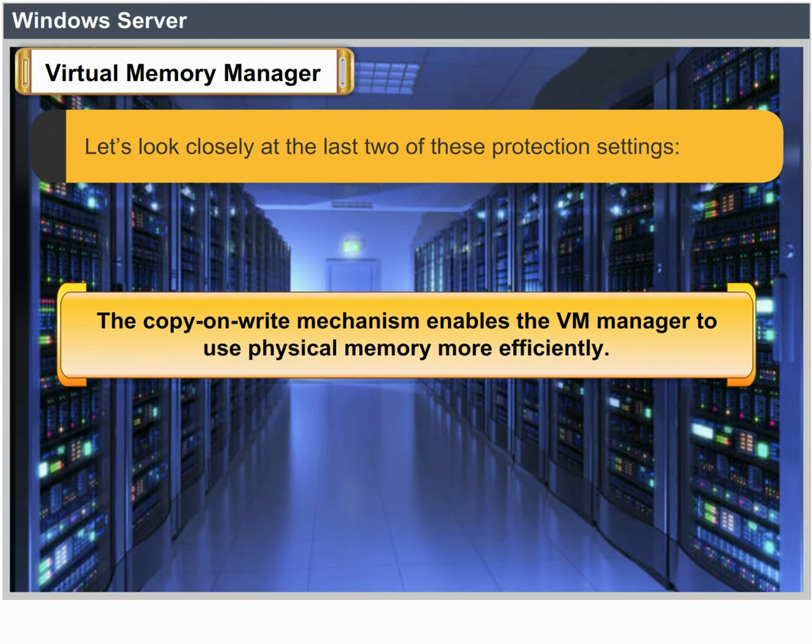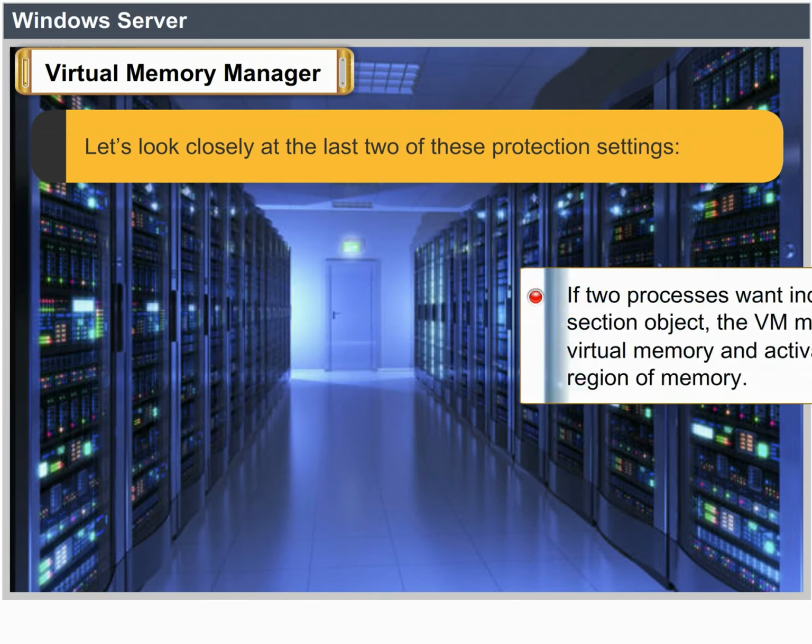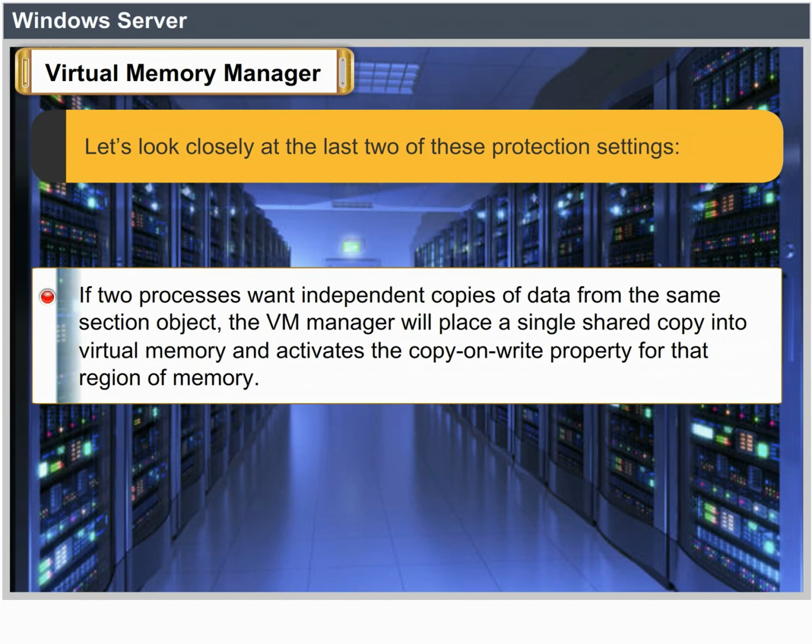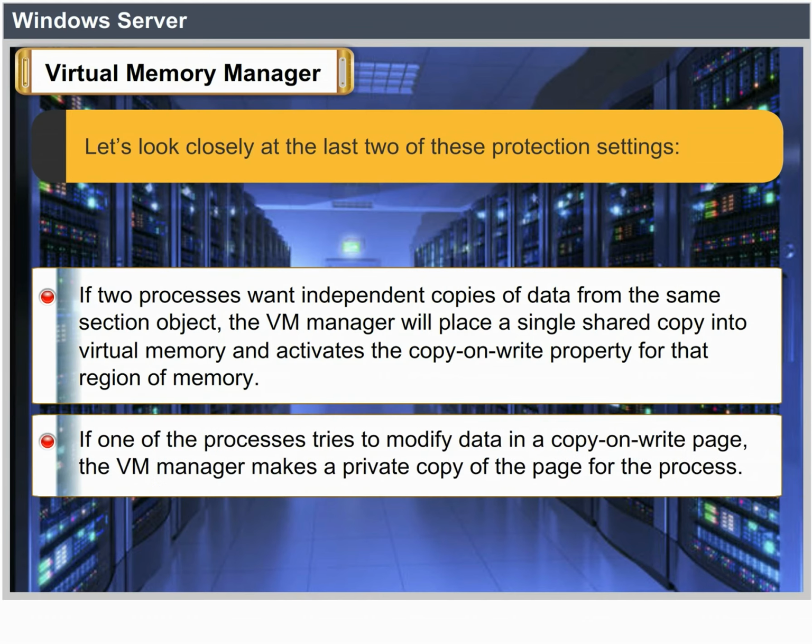The copy-on-write mechanism enables the VM Manager to use physical memory more efficiently. When two processes want independent copies of data from the same section object, the VM Manager places a single shared copy into virtual memory and activates the copy-on-write property for that region of memory. If one of the processes tries to modify data in a copy-on-write page, the VM Manager makes a private copy of the page for the process.